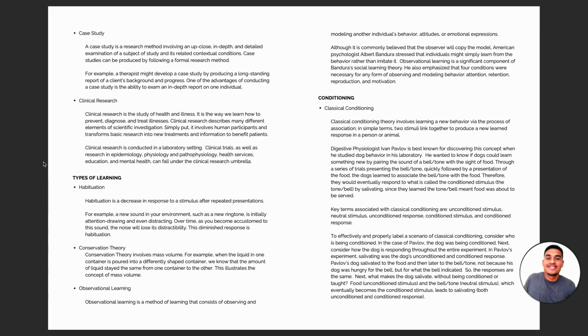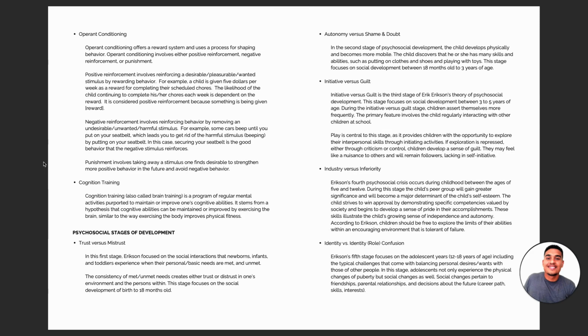You want to understand different concepts. Again, these are from psychology, things like classical conditioning, operant conditioning, cognition training. You want to understand psychological stages of development: trust versus mistrust, autonomy versus shame and doubt, initiative versus guilt, industry versus inferiority.